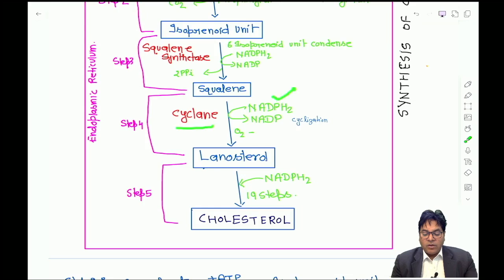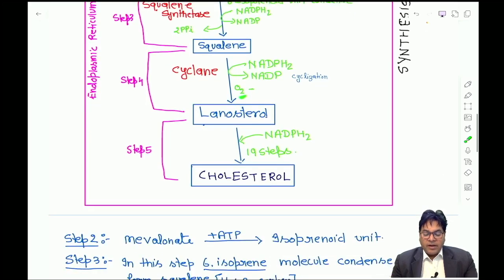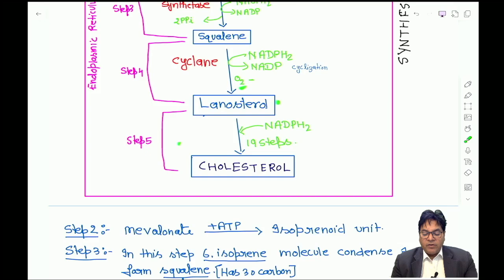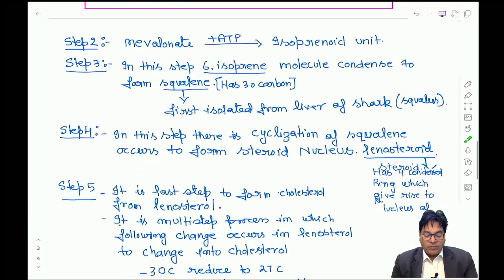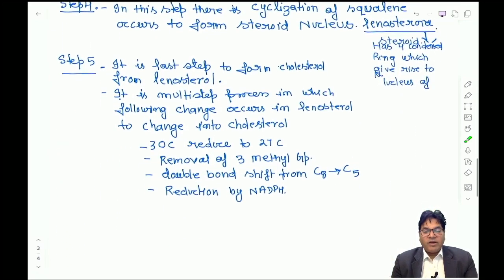Here also NADPH2 is converted into NADP and oxygen is used. In the last step, step 5, lanosterol, which is a steroid nucleus, is modified to form cholesterol with the help of NADPH2, and the intermediate products include 19 steps here. But actually, it is the formation of cholesterol from lanosterol. This is how the final synthesis of cholesterol occurs in liver cells, intestinal cells, and some other cells of the body. So these are the write-ups of step 2, step 3, step 4, and step 5.